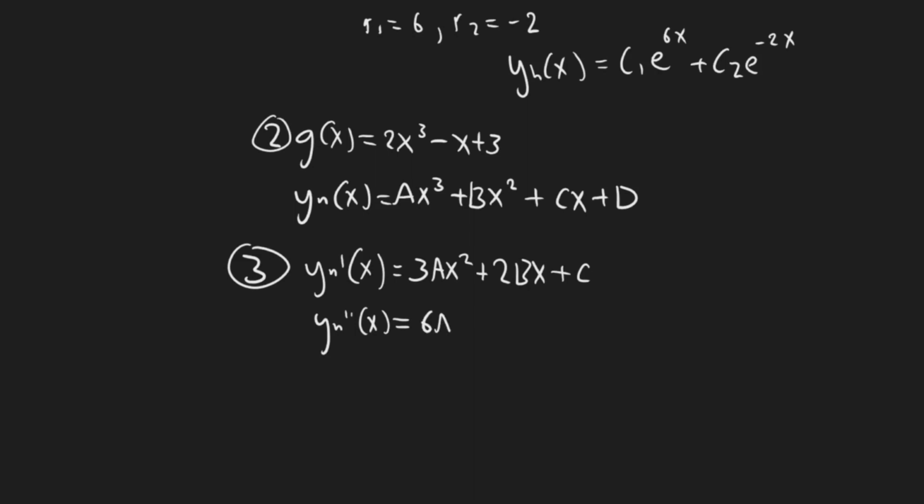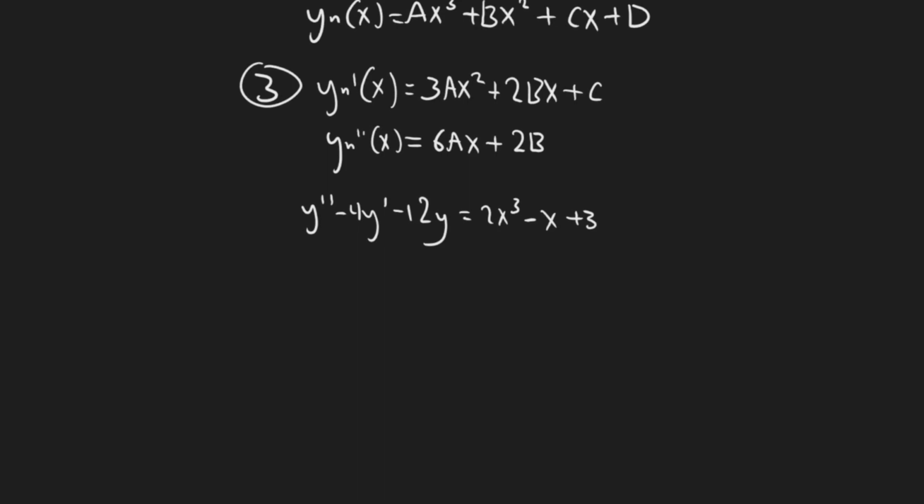So 6ax plus 2b plus 0. Okay, so we have y prime, and y double prime. And so now all that's left to do is plug this into the original ODE and then solve for a, b, c, and d. So I'll write the original ODE one more time so we don't have to keep looking up. y double prime minus 4y prime minus 12y equals 2x cubed minus x plus 3. Okay, so now we just plug in what we just found into this equation.